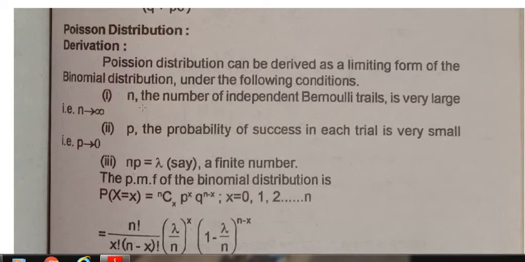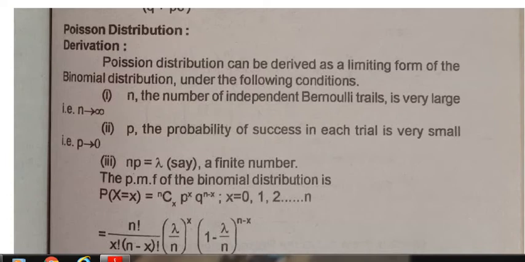Number one is n: the number of independent binomial trials is very large, that is, n tends to infinity. The second one is p: the probability of success in each trial is very small, that is, p tends to 0. And the third one is np equals lambda, a finite number.